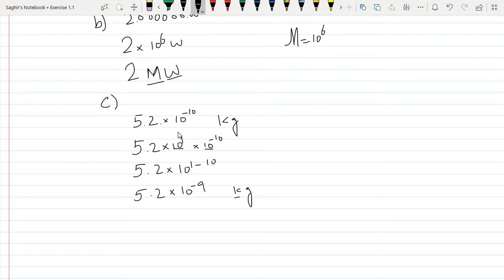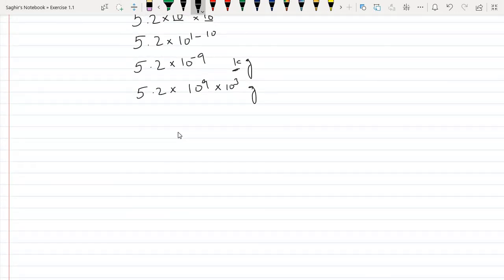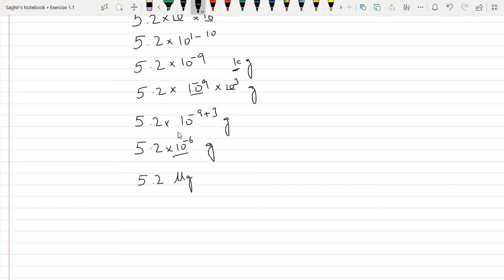We can't use two prefixes at a time. This is k, so I can write here 5.2 multiplied by 10 raised to power minus 9 multiplied by 10 raised to power 3 gram. As bases are same and multiplying, powers will be added, here we get 10 raised to power minus 9 plus 3 gram. Here we get 5.2 multiplied by 10 raised to power minus 6 gram, and 10 raised to power minus 6 is equal to micro, 5.2 microgram. I hope you understand it.